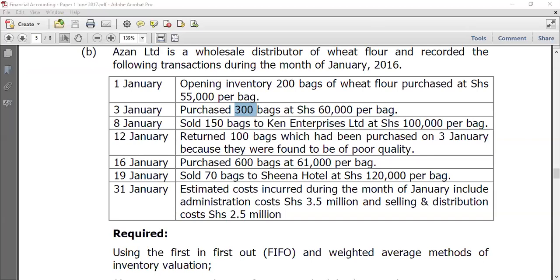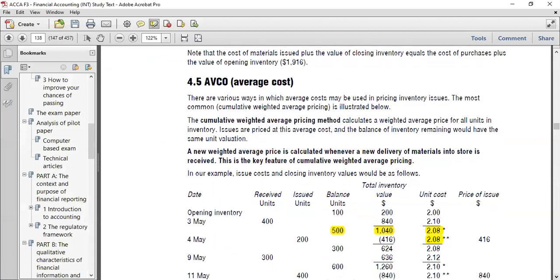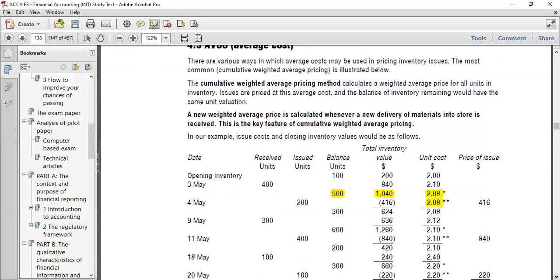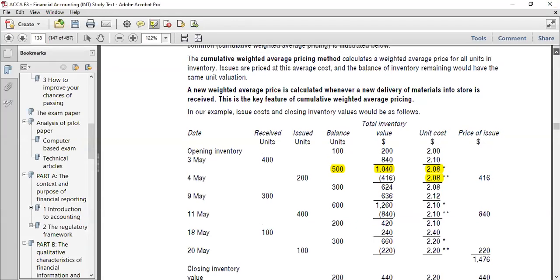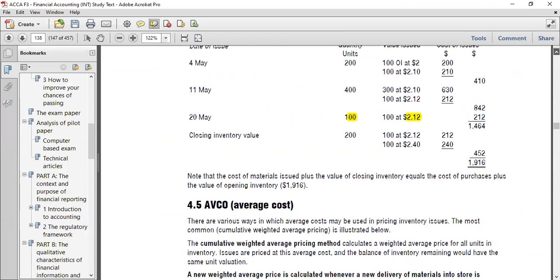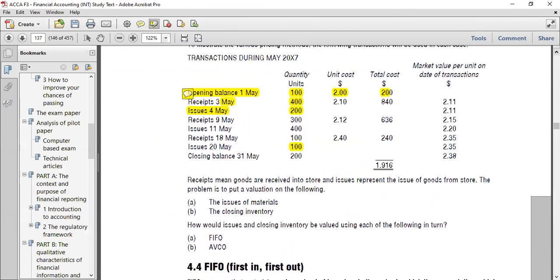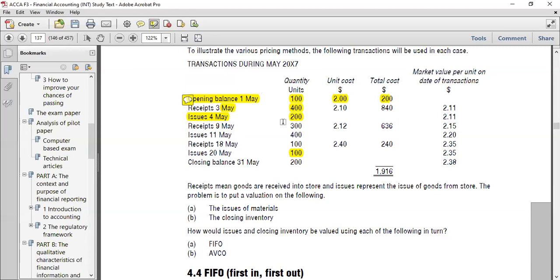AVCO and FIFO work into play. Okay, when you go through, I would encourage you that after this class, just do a comprehensive study of what we have exactly in here. Okay, so you're able to know, because in the same way, as you can see, this was a very similar question. Okay, we have a very similar question like we are seeing right here.